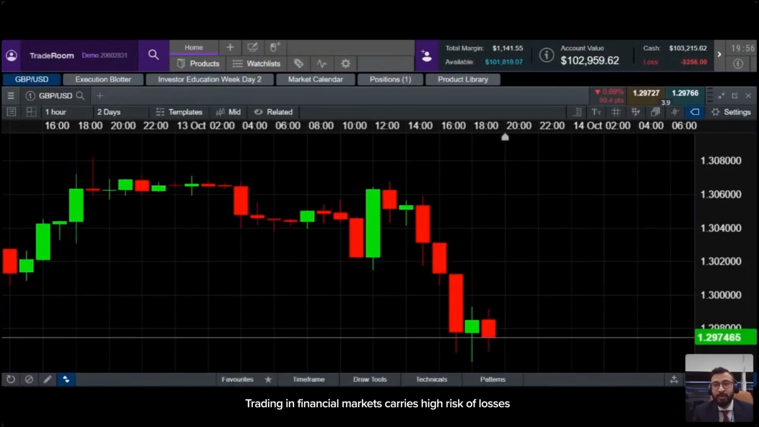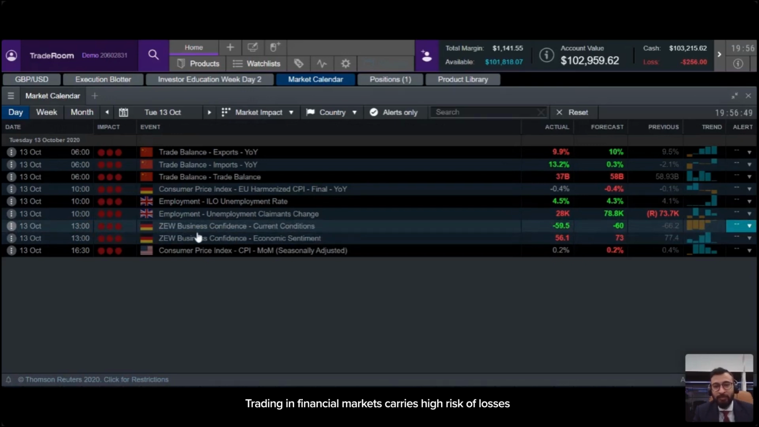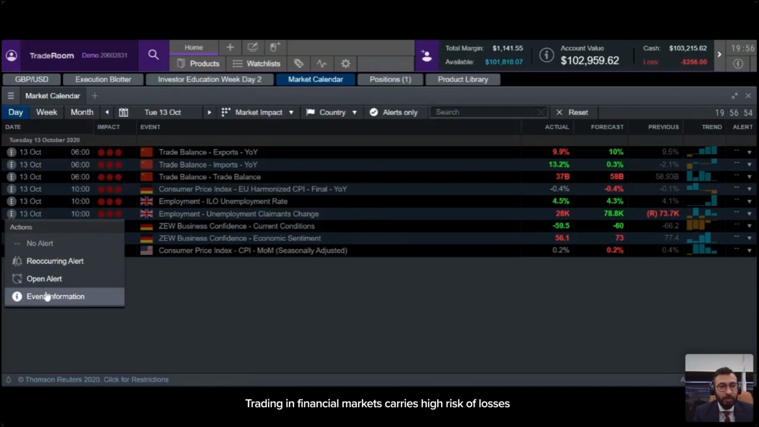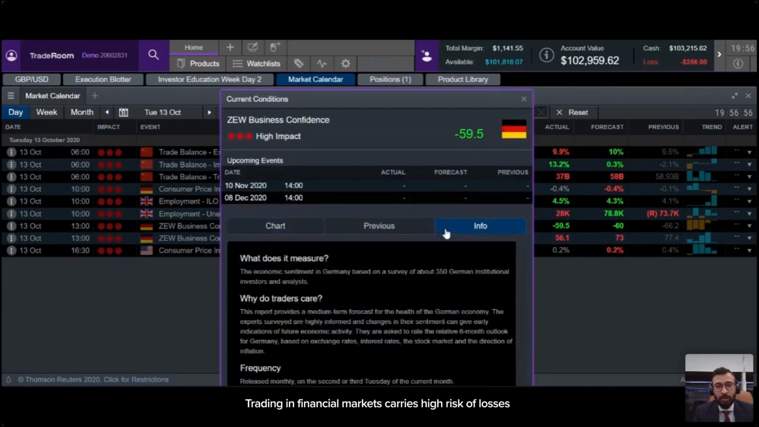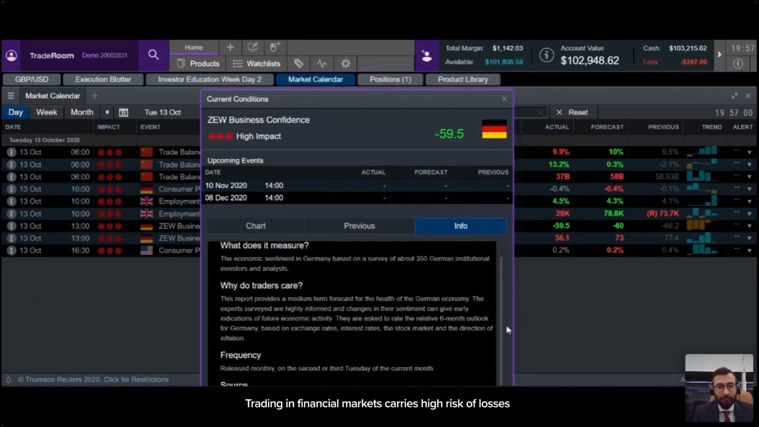Next, if you see all the other data here, business confidence data for Germany, right? Something which is really important is that if you click here, event information, in your live accounts and also in your demo accounts, you can see the event information. It measures the economic sentiment in Germany based on a survey of 350 German institutes. Why do traders care?